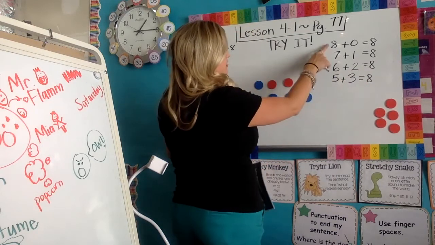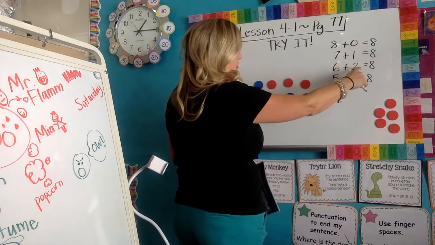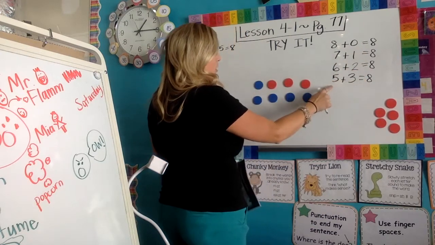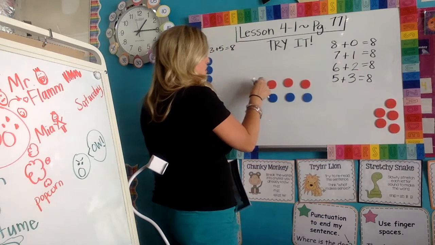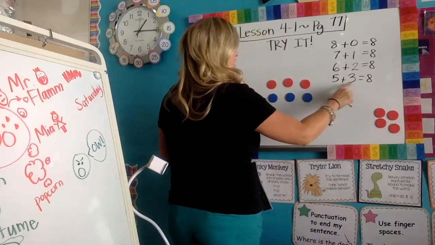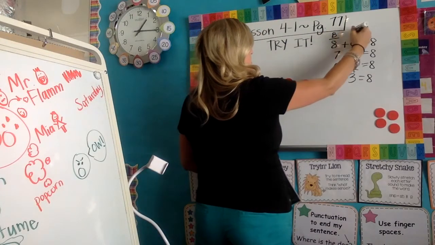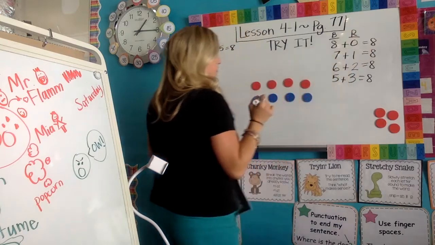If you notice, this number is going down like we've seen at other times, and this number is going up because I'm taking 1 away from these blue. I'm taking 1 away, and I'm making it red. So this side is B for blue, and this side is R for red.